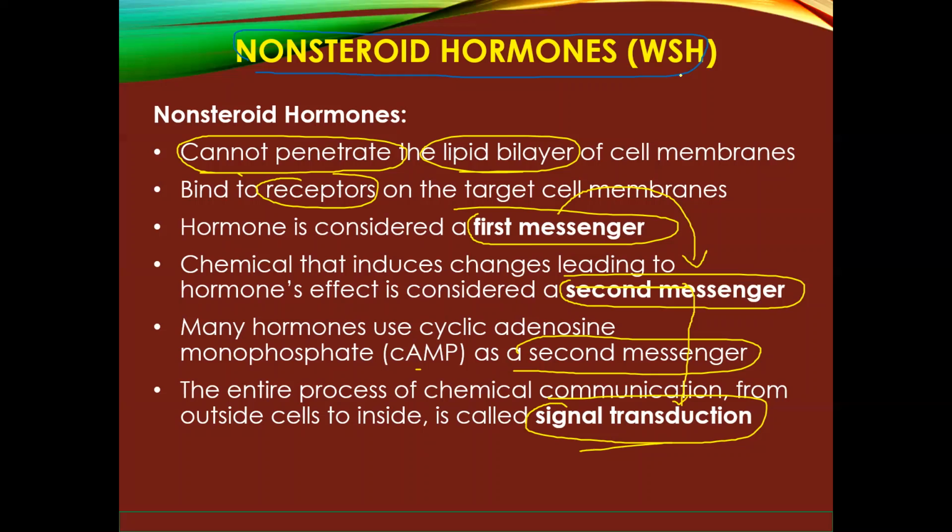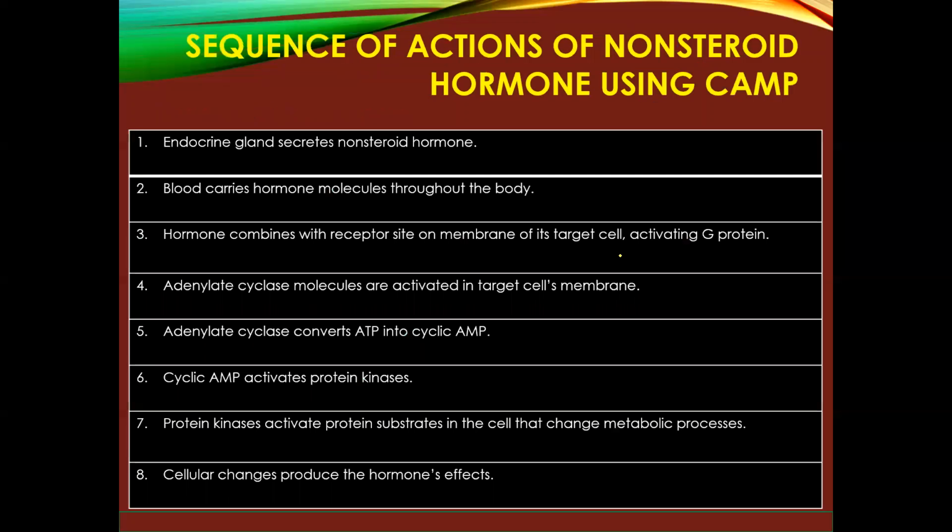So just remember, for water-soluble hormone, they require the second messenger over here, because the first messenger is unable to enter into the cell to change the cell or to produce the action. So they require the second messenger. The sequence of this water-soluble hormone: first, the endocrine gland produces the hormone. Let's say pancreas produces the insulin. So insulin is a water-soluble hormone.